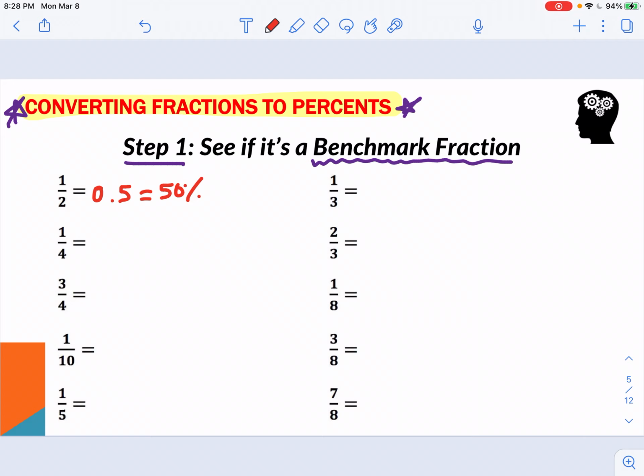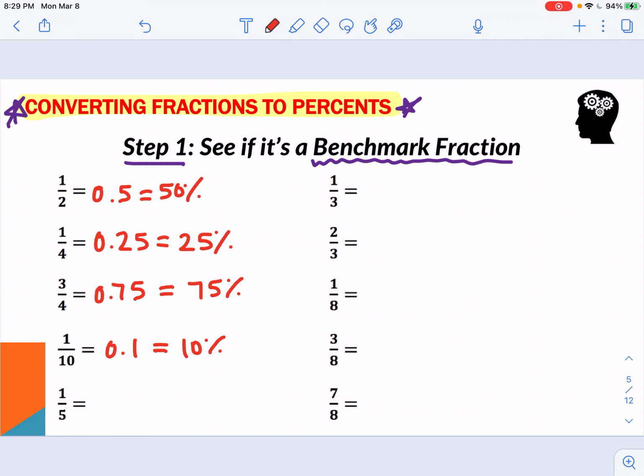What did you write for 1/4 as a decimal? Good, 0.25, right? Because we can think of it as a quarter. As a percent, 25%. What about 3/4? Good, 0.75, which we know is 75%. What about 1/10? Good, we write it exactly the same way we say it, right? 1/10. As a percent, though, we're going to move the decimal place 2 places to the right. That's 10%. Alright, what did you guys get for 1/5?